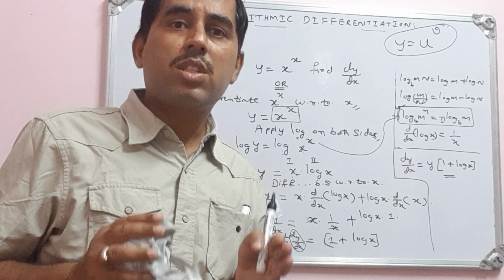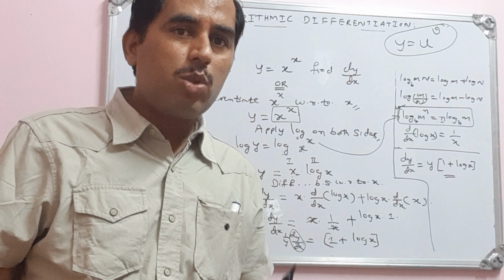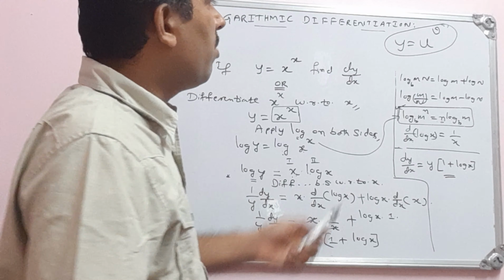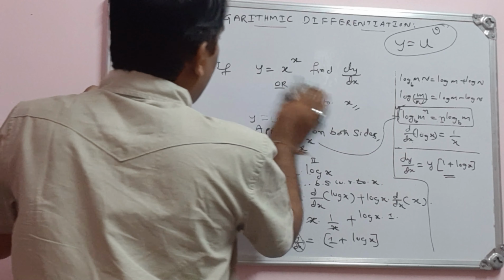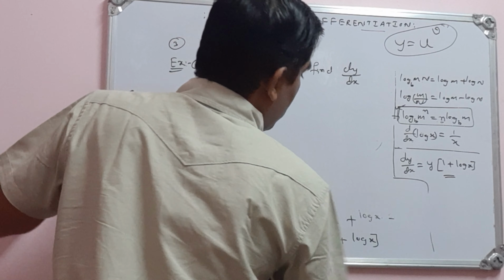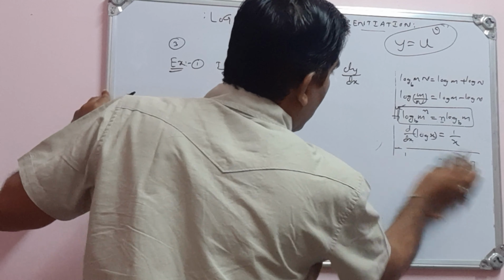Logarithmic differentiation is one of the techniques used to differentiate functions of the form y is equal to u to the power v, where u and v are functions of x. That is, a function to the power of some function, like x to the power of x. Let me consider another example, a simple second example.